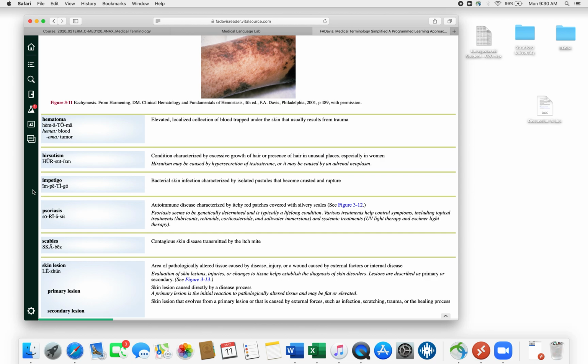Impetigo, bacterial skin infection. Psoriasis. Now, autoimmune. Okay, auto means self. Immune is, of course, your immune system. So, can your immune system start attacking your skin? Yes, in the case of psoriasis, it does. In the case of allergies, it does. Okay. Scabies, you get itches because of mites. Little mini bugs.